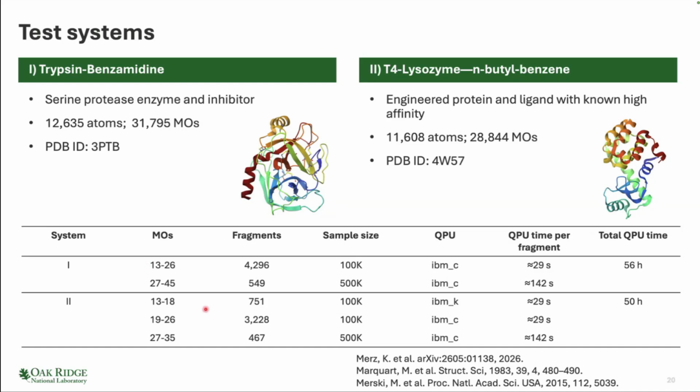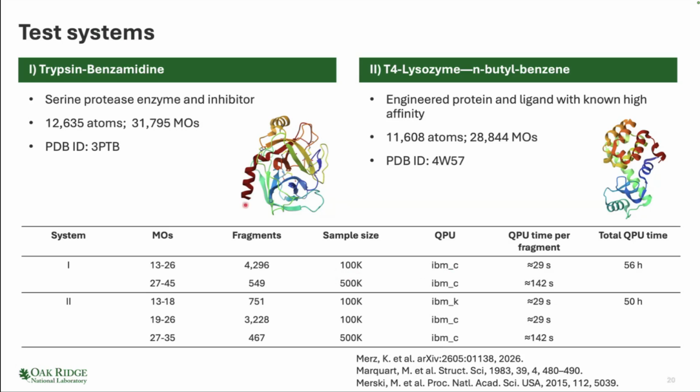So if we look at the fragmentation of this, these are looking now only at the fragments that will be treated by the QPU. Everything smaller than 12 MOs is diagonalized classically. So for the first system, we have roughly 4,300 individual fragments to be calculated in the 13 to 26 MO space, and then another 550 in the 27 to 45 MO space. These smaller fragments, we'll collect 100 samples.